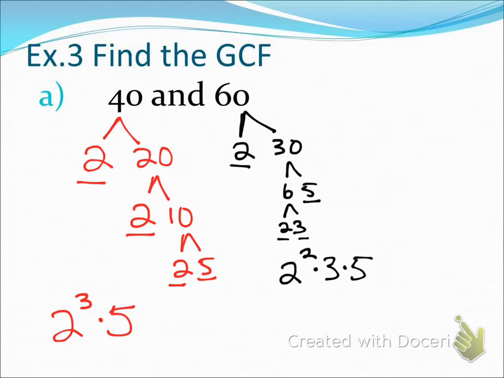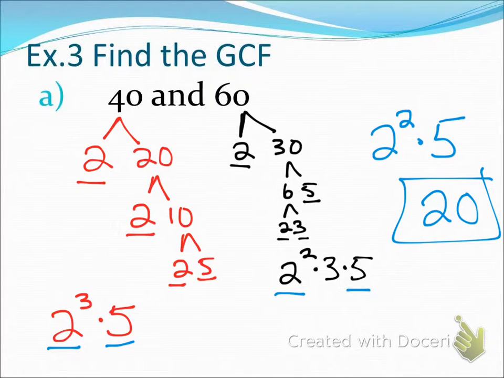All right, do you see how they both have a base of 2? What's the smallest exponent? 2 squared. So I have 2 squared times... what else do they have in common? 5. They both have a 5, 5 to the first. Multiply that out. What is 2 squared? 4 times 5 is 20. So the GCF is 20. So you wouldn't do anything with the 3. Nope, they didn't have the 3 in common, so you don't do anything with it.